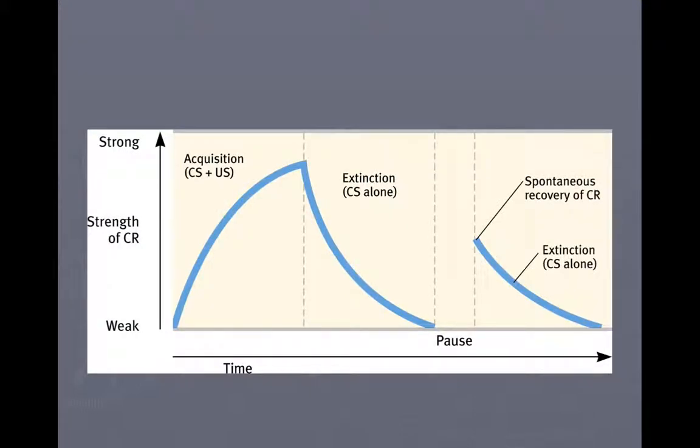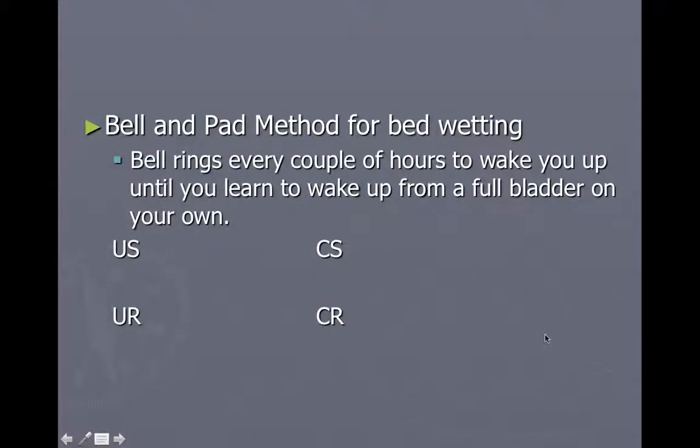This is a really nice illustration to show acquisition, the pairing of the conditioned stimulus and the unconditioned stimulus: bell, food, bell, food, bell, food, bell, food, and the drooling response gets stronger. Extinction occurs when you only have the bell alone, the conditioned stimulus: bell, bell, bell, bell, but no food pairing. You can see the drooling response decreases. Then after a pause, after extinction has been established, spontaneous recovery might occur. A random bell ringing produces a drooling response, and eventually extinction happens again. This is another illustration that you guys could test yourself on, the bell and pad method for wetting the bed.